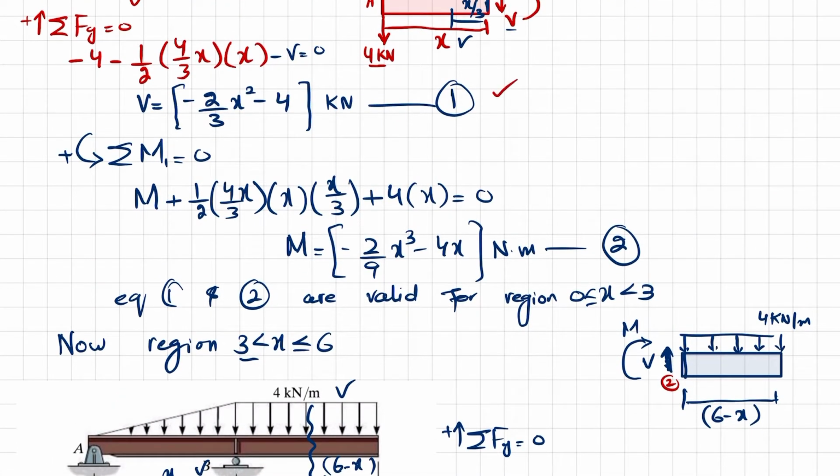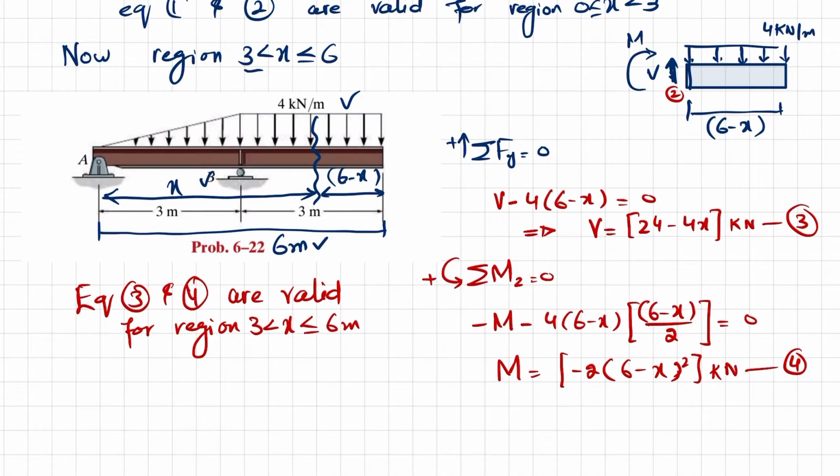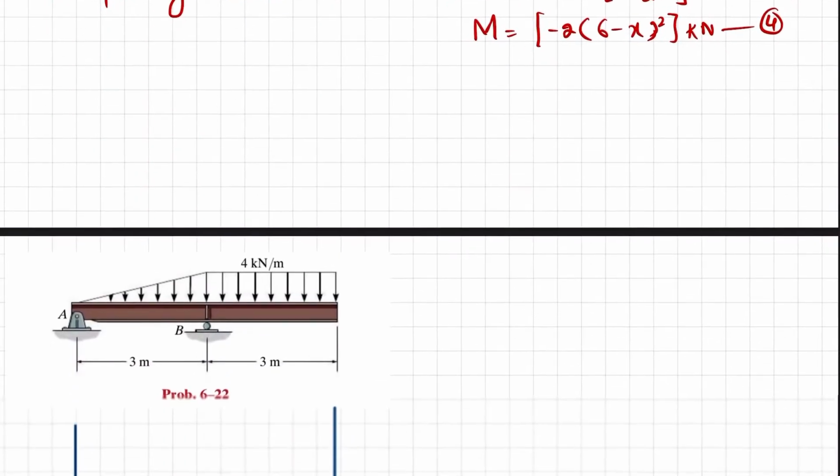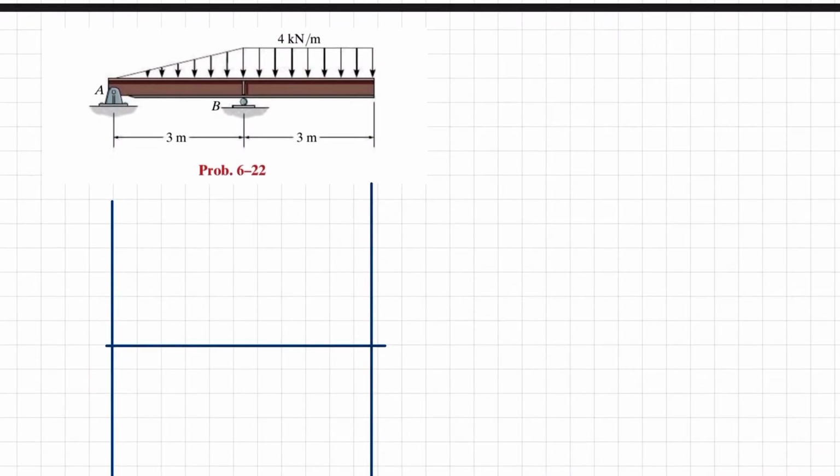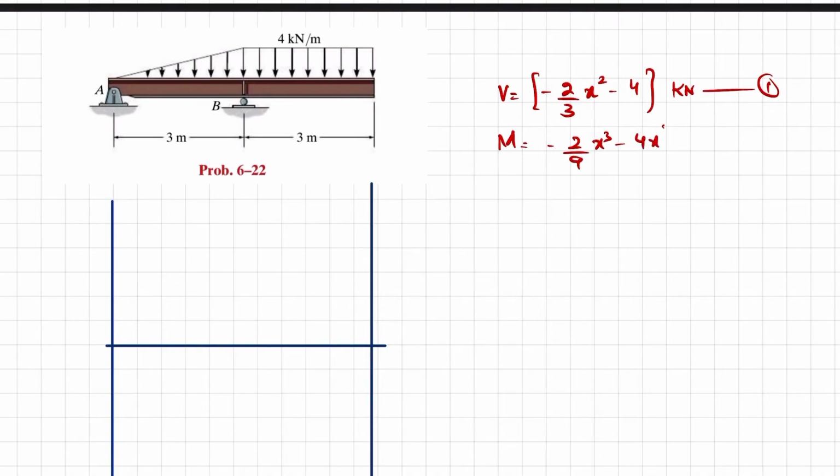This is equation 1, this is 2, this is 3, and this is 4. I will write it over here so that we can easily draw the shear force and bending moment diagram. So equation 1: V is equal to minus 2 over 3 x squared minus 4 kilonewton. Moment is equal to minus 2 over 9 x cubed minus 4x kilonewton into meter. This is equation number 2.